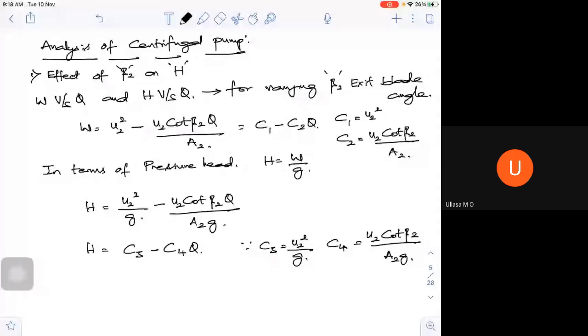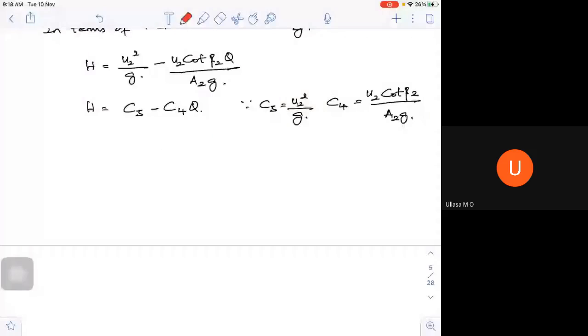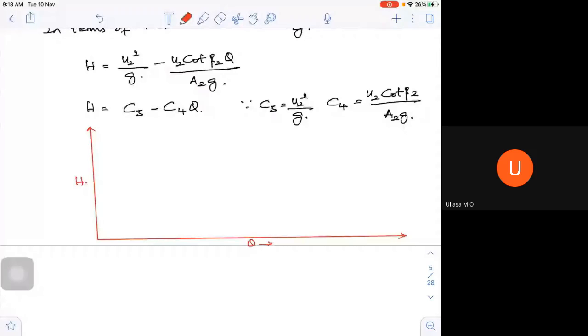Now, when I have this kind of expression and try to plot it, what am I going to get? So this is what I have: discharge on the x-axis and head on the y-axis. This is my discharge and this is your head. So I will be having the beta 2. I asked you to plot it. This is for beta 2 is equal to 90.